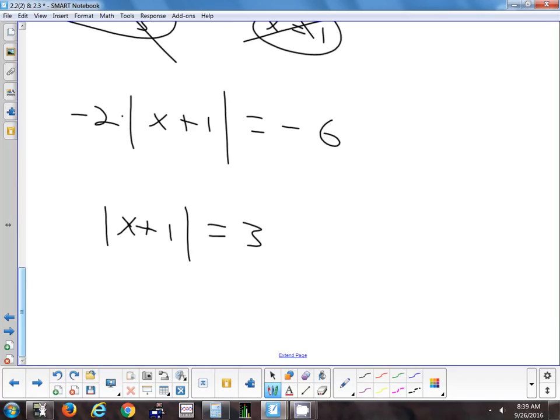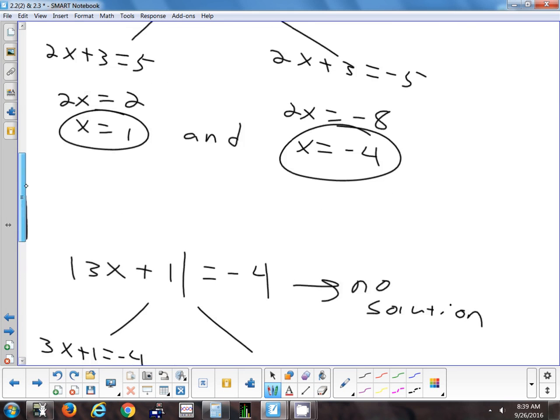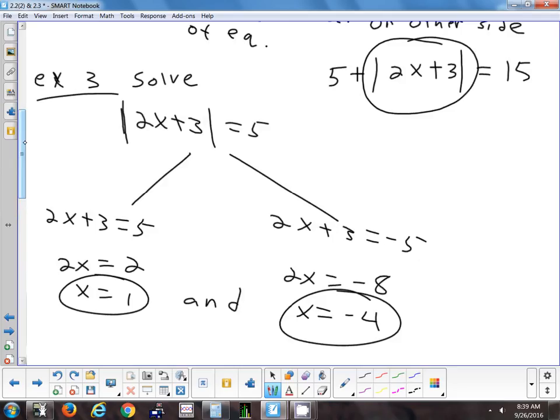So there's all these little things you have to watch out for when you solve absolute value equations. Make sure the absolute value expression is by itself, and make sure it's actually something you can solve. If it's equal to a positive or zero, you can solve it. If it's equal to a negative, you cannot. But this is the typical kind of problem. It's equal to a positive, two solutions. Okay, questions on absolute value equations?